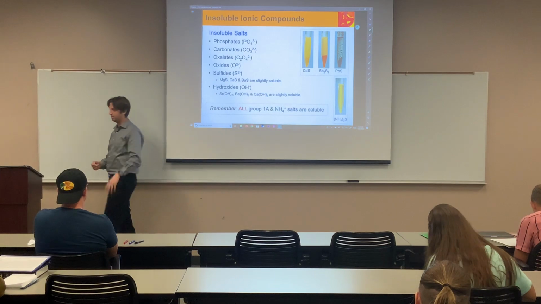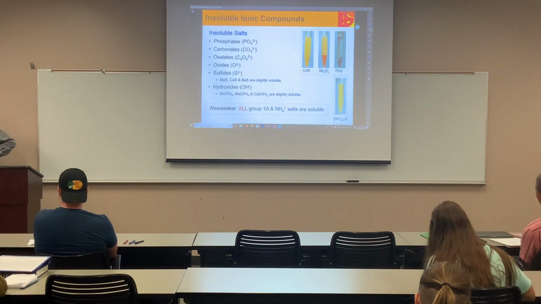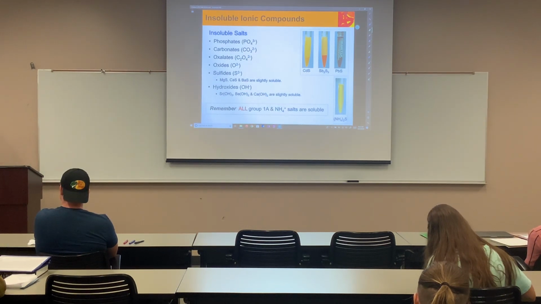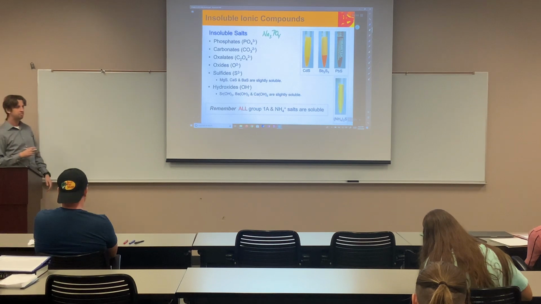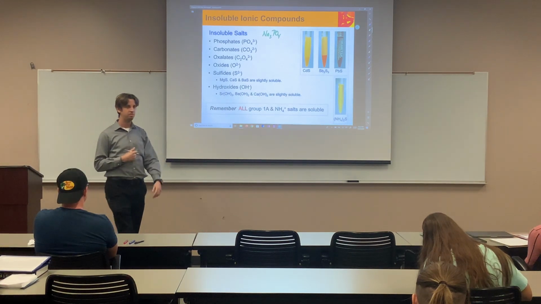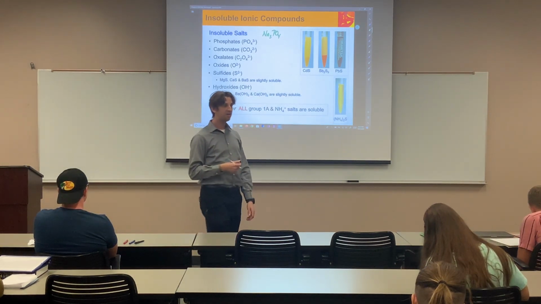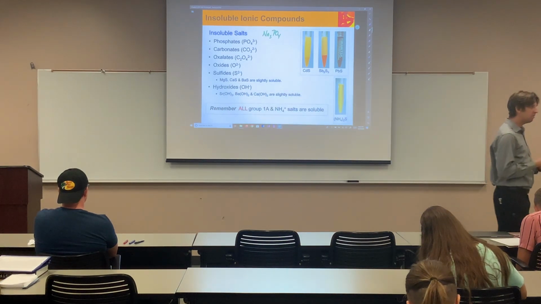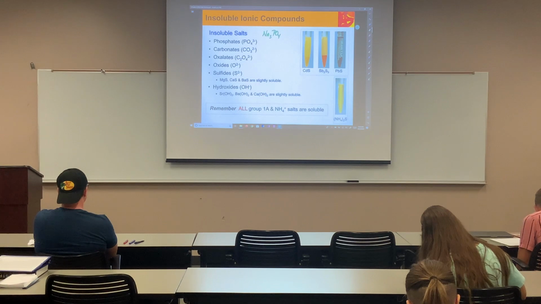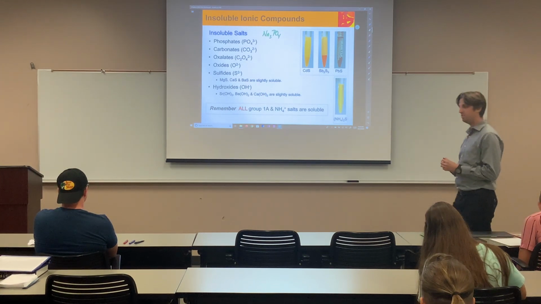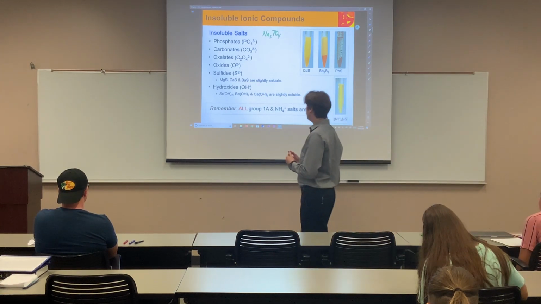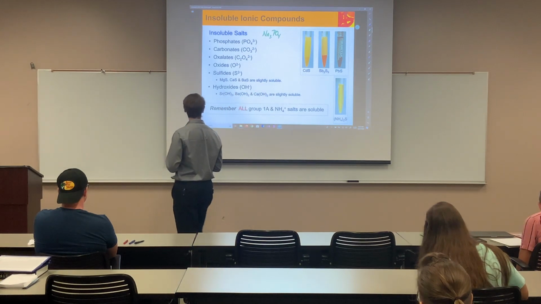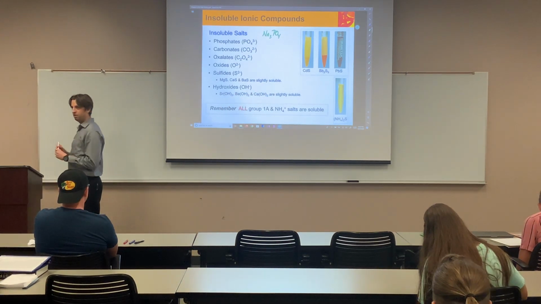And so what I mean is this. Phosphates are typically insoluble, although if I have sodium phosphate, we would consider that soluble. Why? Because what's the first rule that we learned? All group 1A metals, and your ammonium compounds, are going to make soluble compounds. Does that make sense?